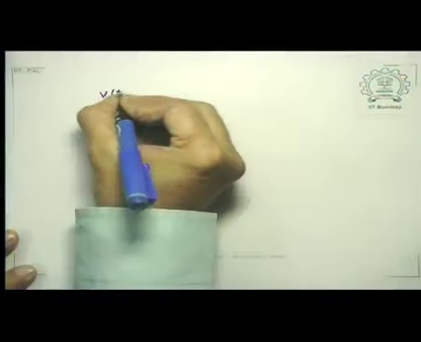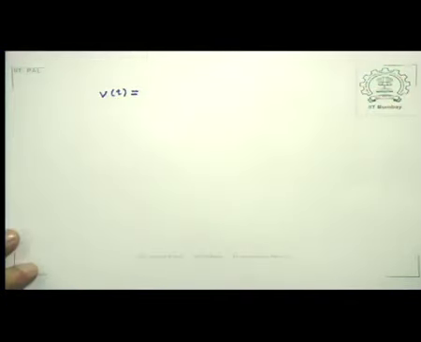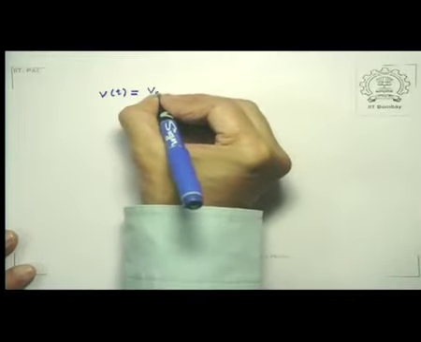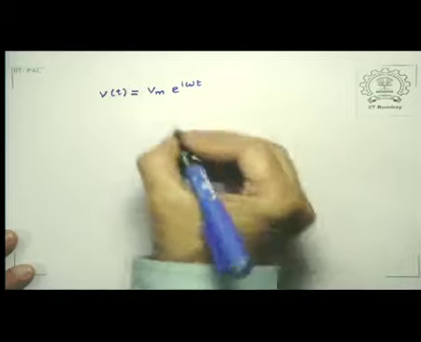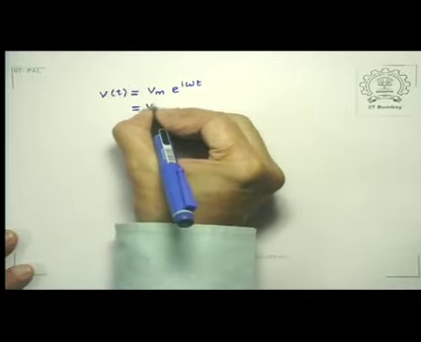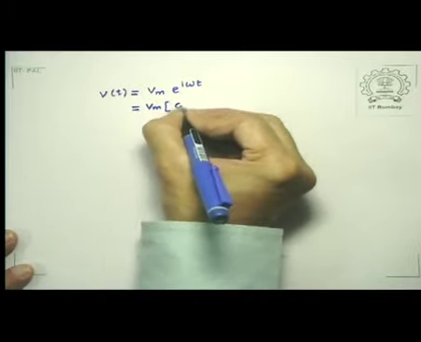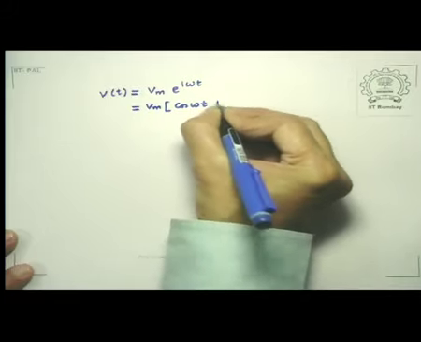So what is done is the following. Supposing we take V of t, instead of Vm sin omega t, as Vm e to the power i omega t. Now remember that the exponential e to the power i omega t is cos omega t plus i sin omega t.